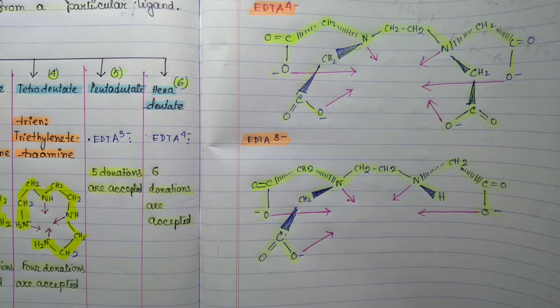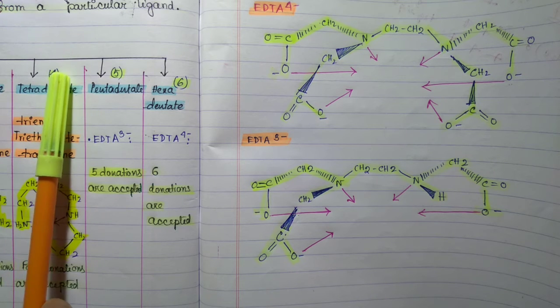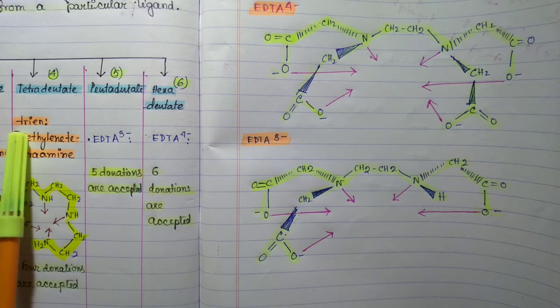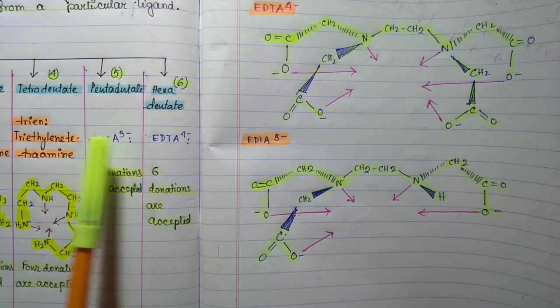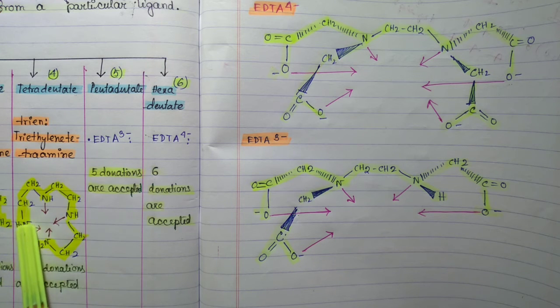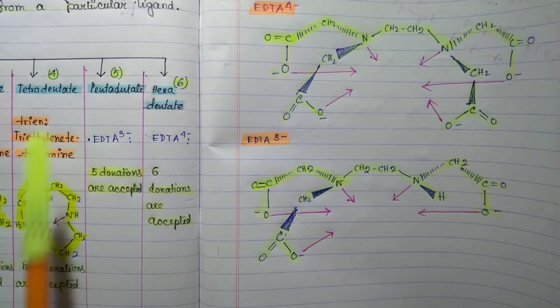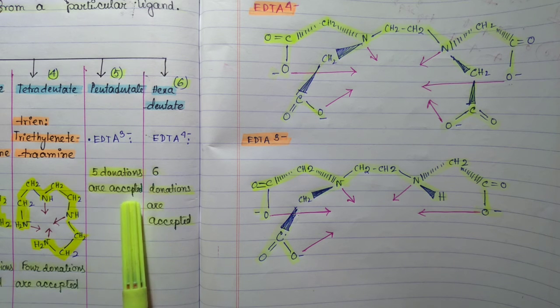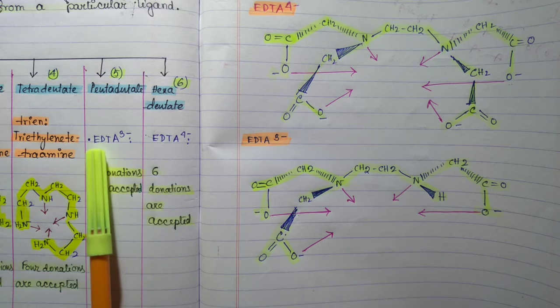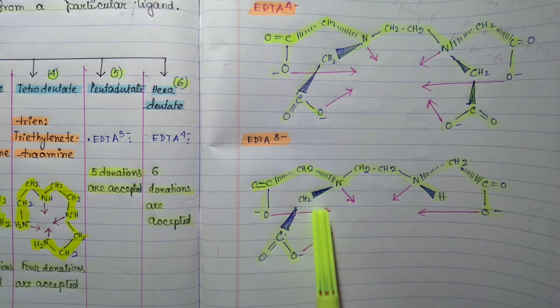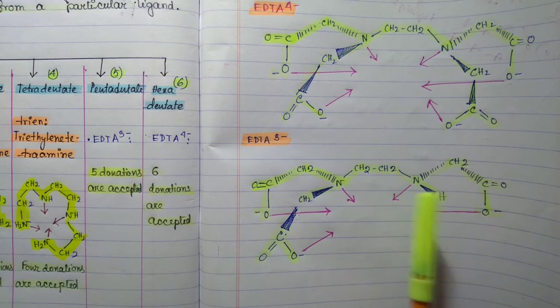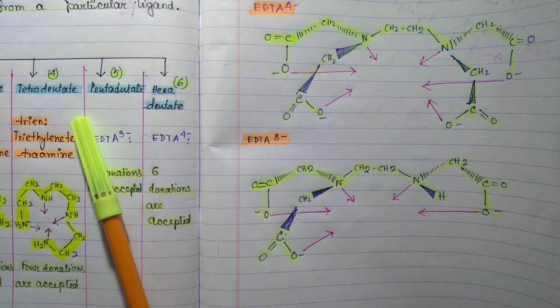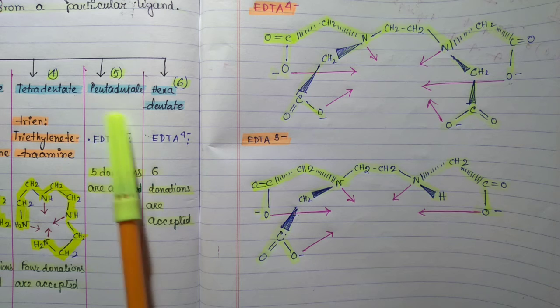Number four means tetradentate ligands. Tetra means four, so for tetradentate ligands the example is trien, triethylenetetramine. Here four arrows are there and four donations are accepted, so that is a tetradentate ligand. For pentadentate ligand, five donations are accepted, and the example is EDTA 3 minus. Look at the structure here: 1 2 3 4 5 donations are accepted, so that is a pentadentate ligand. We all know that penta means five.